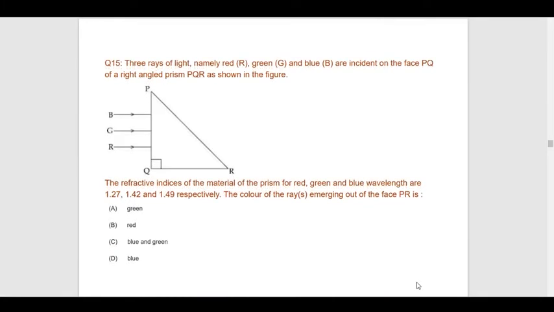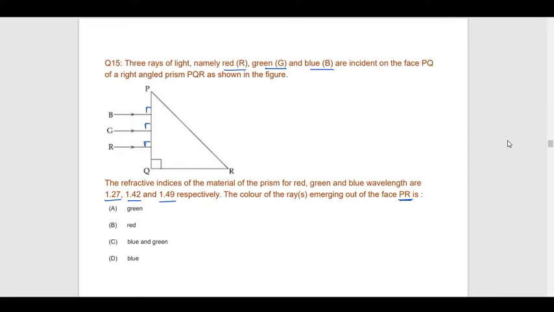So let us observe this question. This states that three rays of light, namely red, green, and blue, are incident on the face PQ of a right angle prism PQR, as shown in the figure. The refractive indices of the material of the prism for red, green, blue wavelengths are 1.27, 1.42, and 1.49 respectively. The question asks us the color of rays emerging out of face PR is. Okay, so which one of these colors is going to emerge out of face PR?